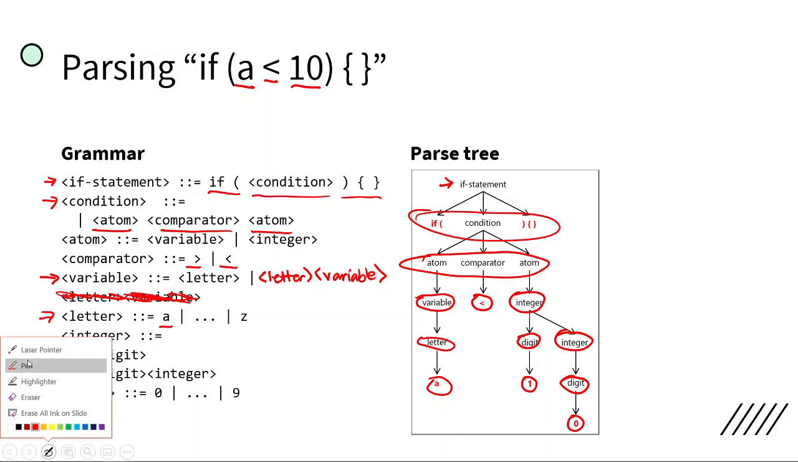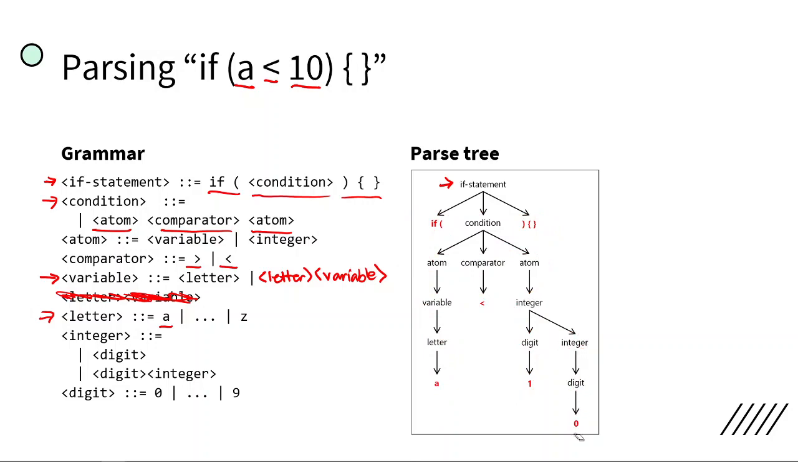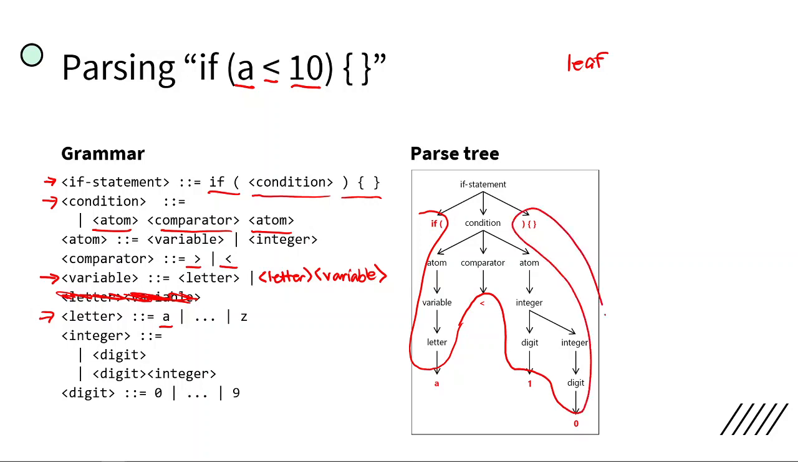Then again, the leaves of our tree are basically our input string. Leaf is a terminology from graph theory. So the leaves are these: if A is lesser than 10, closing parenthesis, open curly brace, close curly brace.